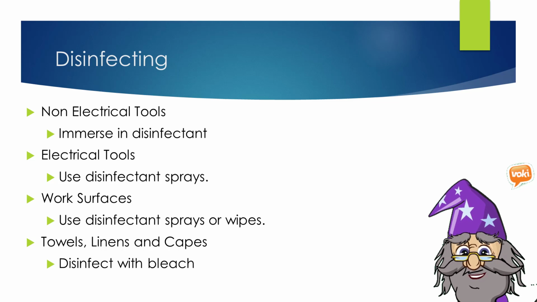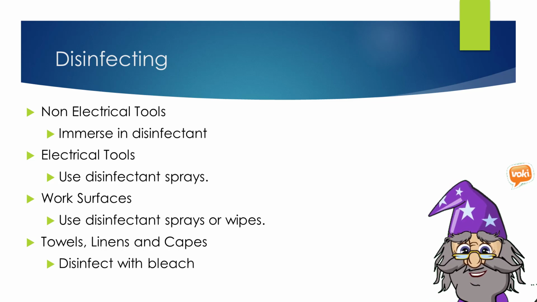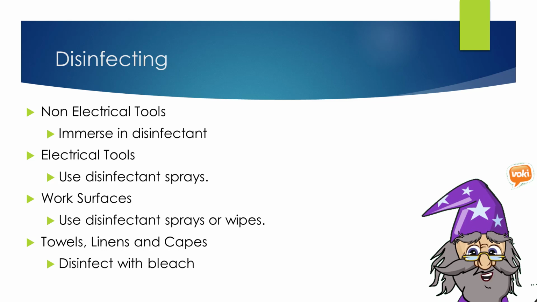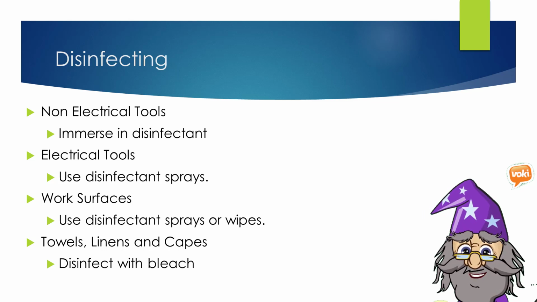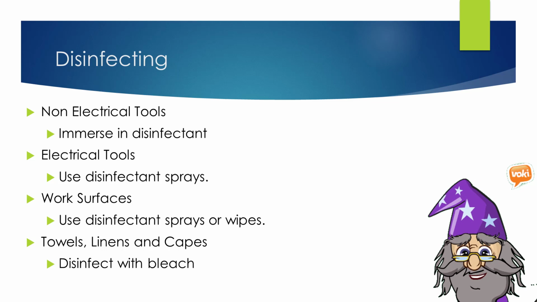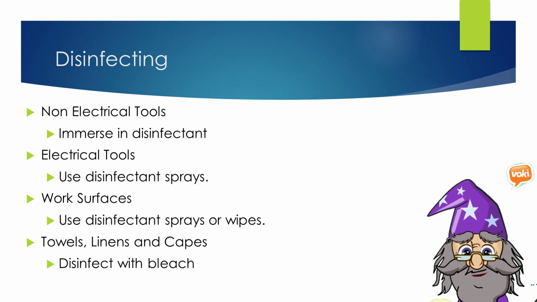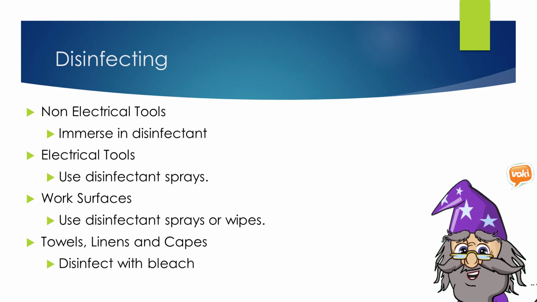Electrical tools, such as curling irons, clippers, and nail drills, should be sprayed with a disinfectant spray and permitted the manufacturer's recommended contact time. Work surfaces, such as chairs, tables, stations, and cabinets, should be wiped down or sprayed with a disinfectant spray and permitted the recommended contact time.